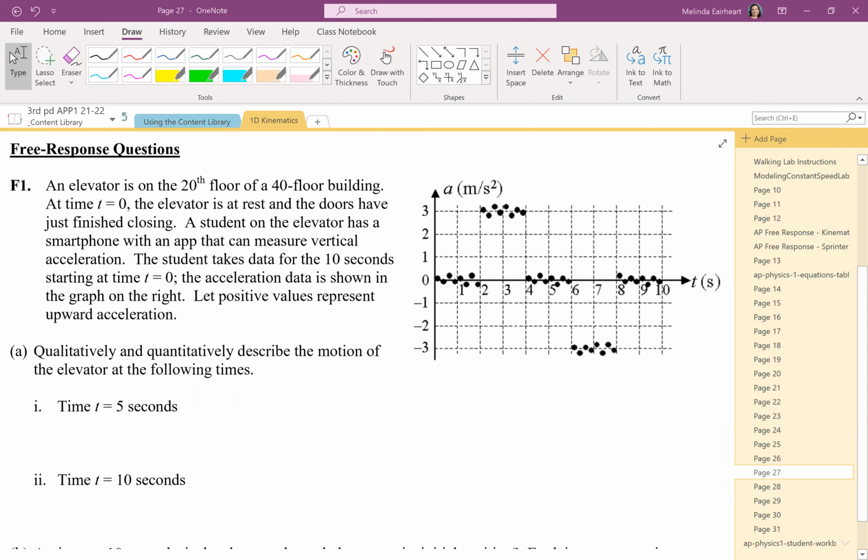So page 27 in OneNote, we've got an elevator. Oh, Ms. Earhart, we've never done an elevator problem before. Okay, that's okay. Just focus on the physics, right?